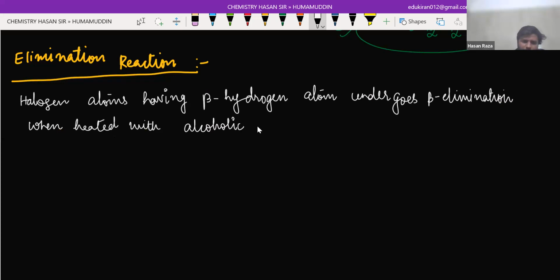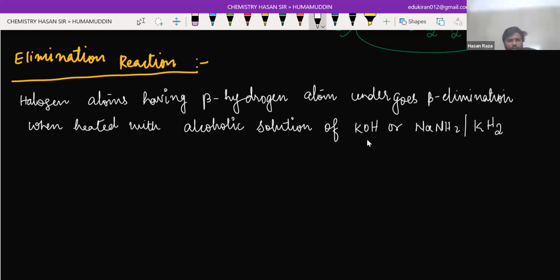alcoholic solution, either KOH, NaNH2 or KNH2. This is the reagent. We should heat in the presence of alcoholic solution of KOH, NaNH2 or KNH2. So what reaction will be taking place?